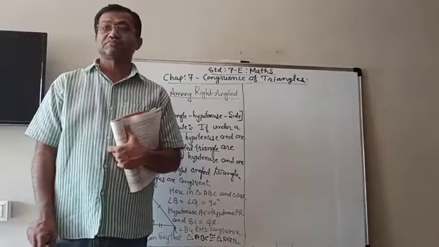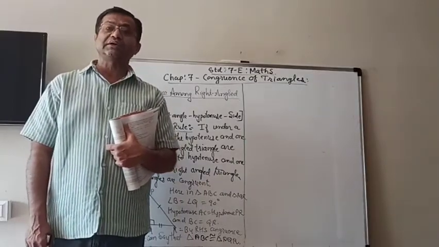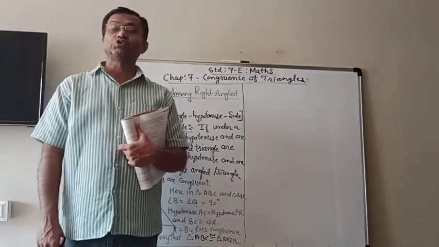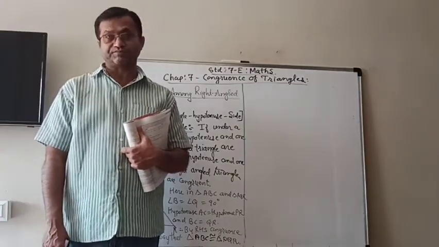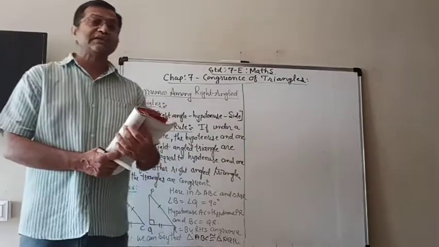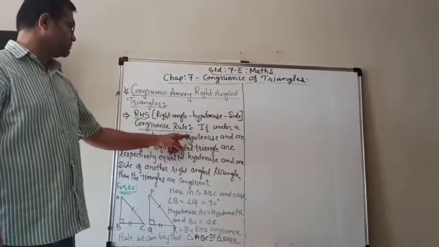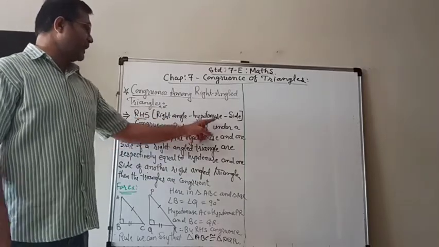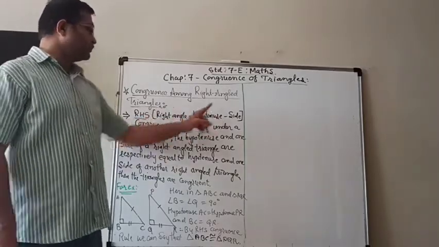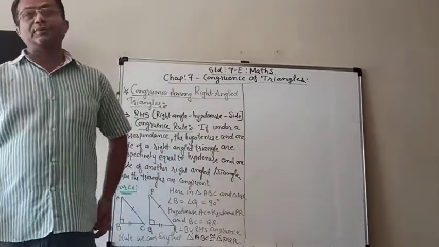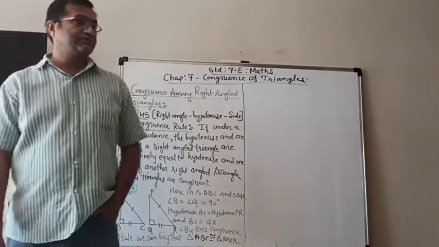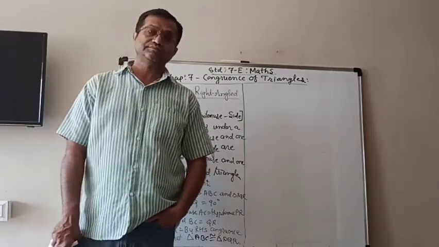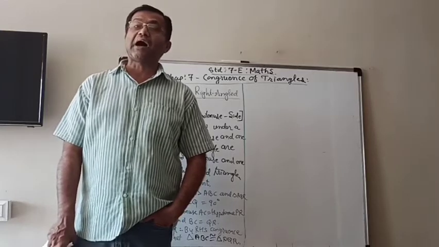Means this congruence rule will be applicable only for the two right angled triangles, and it is known as RHS congruence rule. RHS means R for right angle, H for hypotenuse, and S for side. I hope you remember that the side which is opposite to the right angle in a right triangle is known as a hypotenuse.